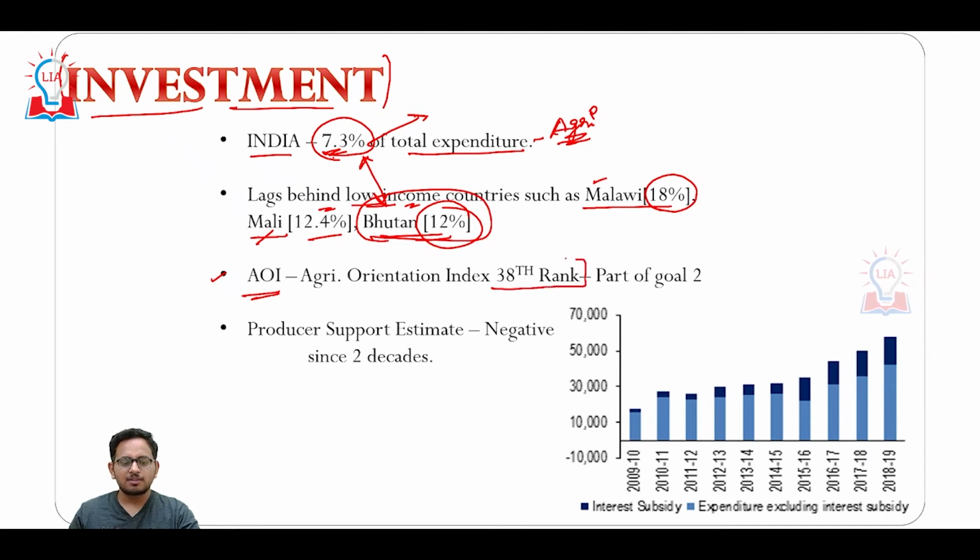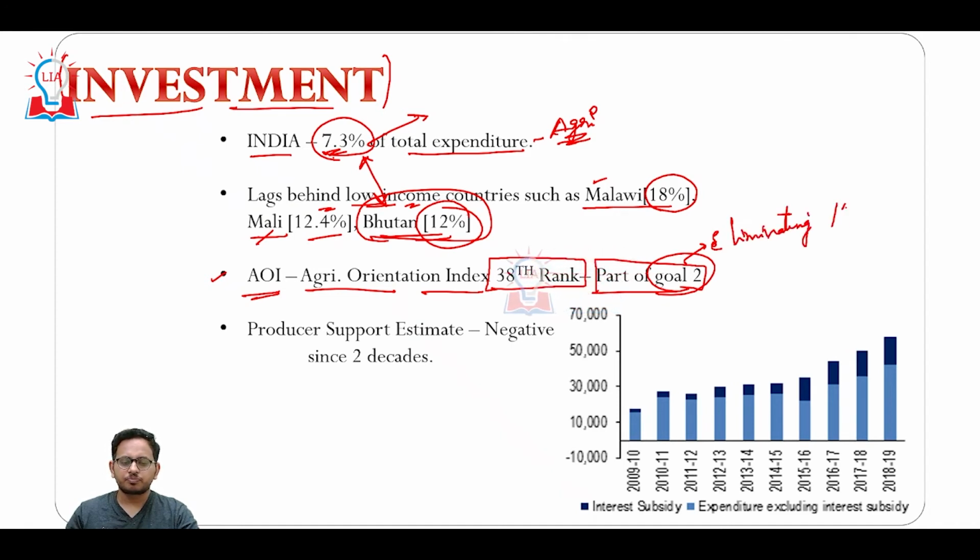And the next one we have already discussed, agricultural orientation index. India stands at 38th position when it comes to agricultural orientation index. Agricultural orientation index was formed as a part of goal 2 of sustainable development goals, that is eliminating hunger. Eliminating hunger is the second goal of sustainable development index, and as a part of eliminating hunger we have agricultural orientation index, in which India is ranked very low. This is an important data I would recommend you to remember.